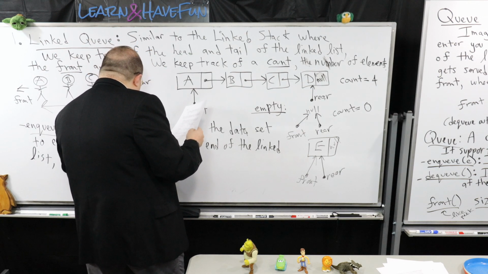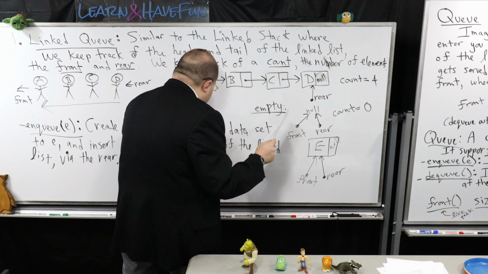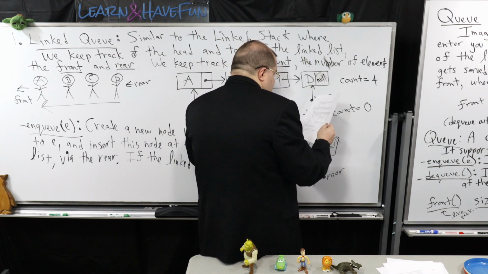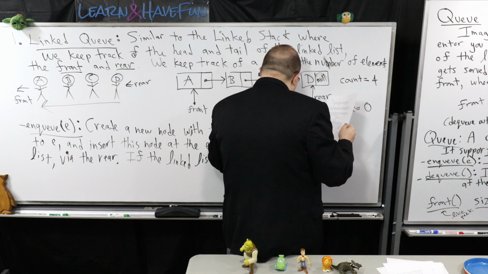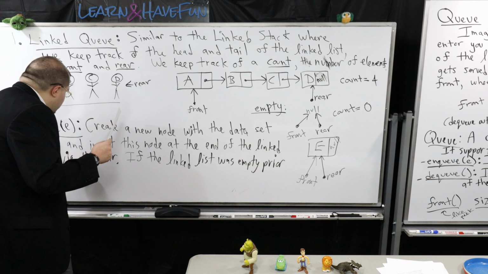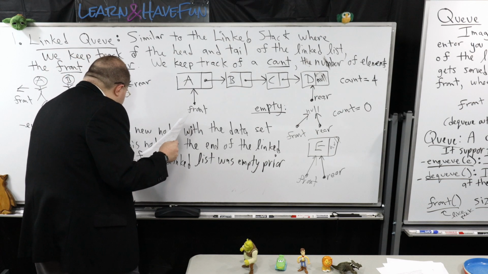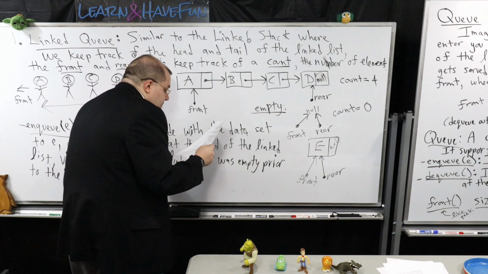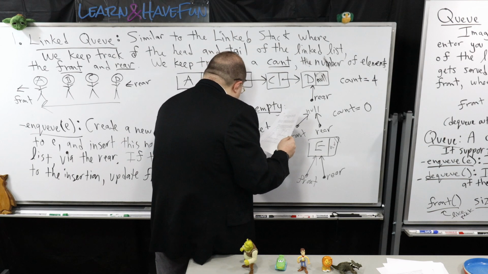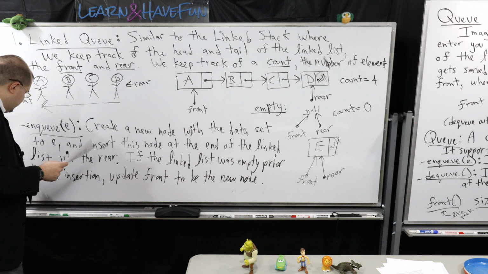So if the linked list was empty prior to the insertion, update front to be the new node. And then, of course, finally update the rear, right?